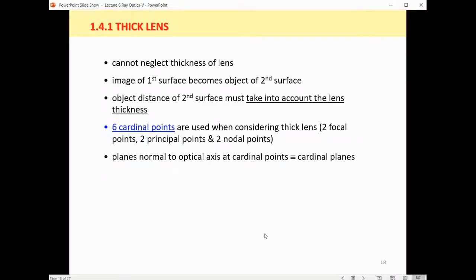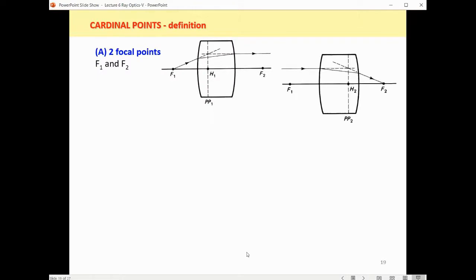When dealing with thick lenses, we cannot neglect the thickness of the lens. The image of the first surface becomes the object for the second surface. So the object distance for the second surface must take into account the lens thickness. And there are 6 cardinal points that are used when considering thick lenses, and they are the 2 focal points, the 2 principal points, and the 2 nodal points. And the planes that are normal to the optical axis at the cardinal points are called the cardinal planes.